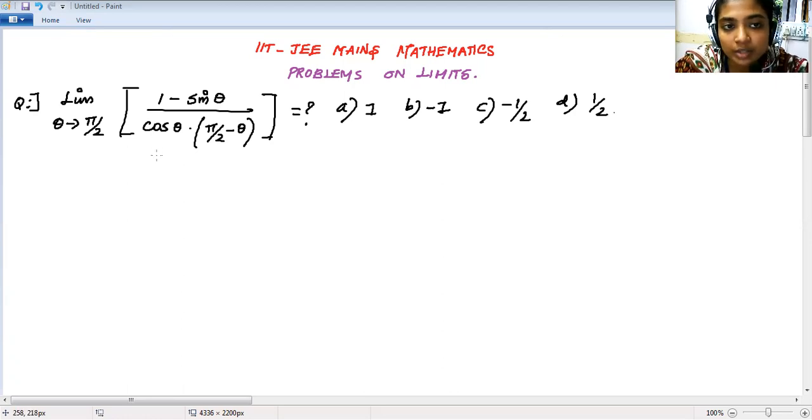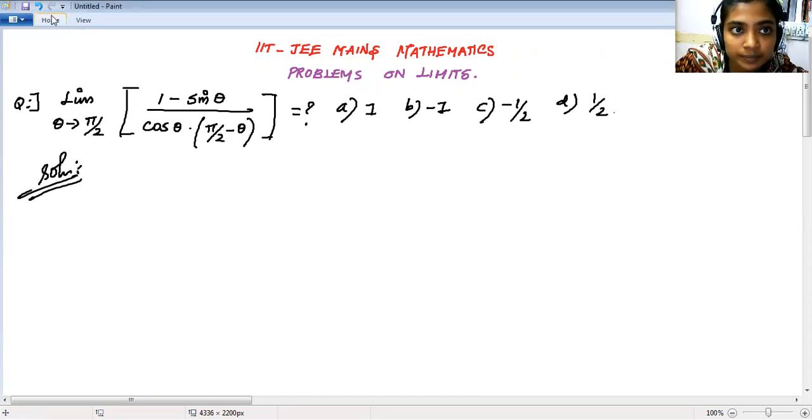So my question is: limit as theta tends to pi by 2 of (1 minus sin theta) divided by cos theta of (pi by 2 minus theta). Sure, if you substitute the limit, you're not getting a definite answer, right? You will surely get the indeterminate form. So how to solve this problem? Let's see the solution.